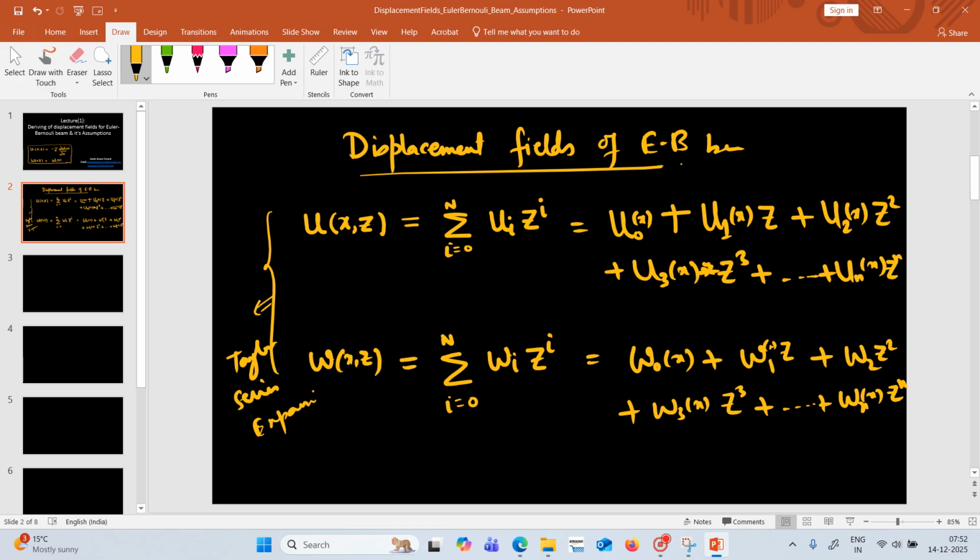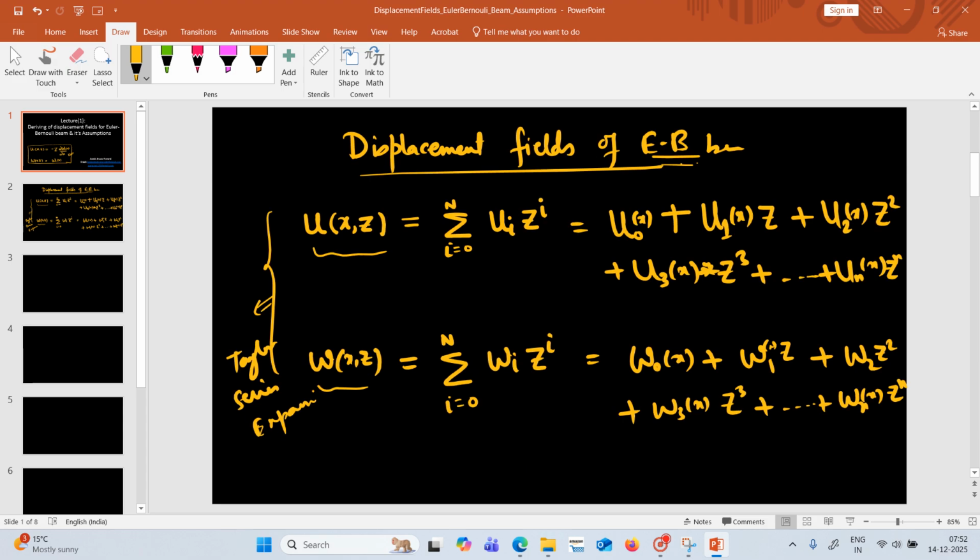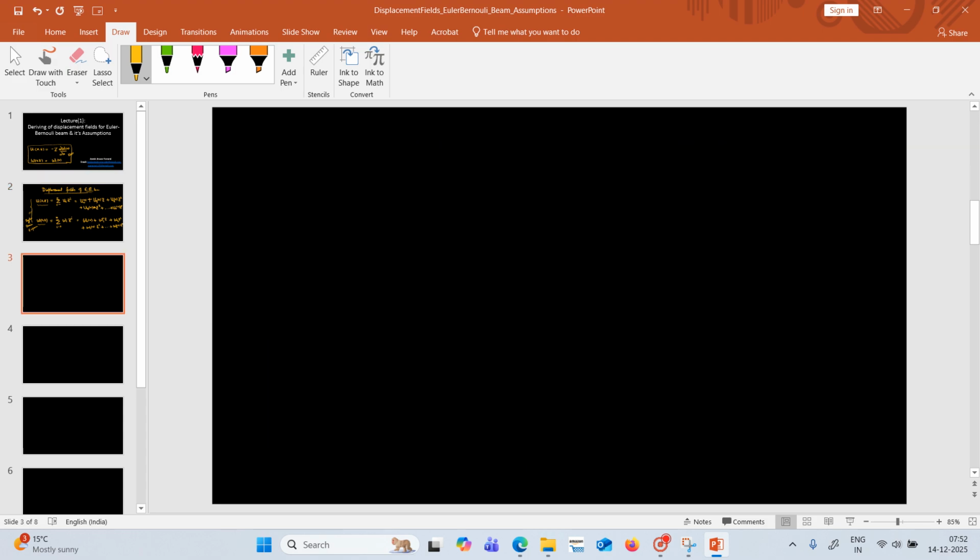But what Euler-Bernoulli states, we will see in the assumptions, and then we will see how this displacement field gets reduced, and finally we will get the displacement fields. So why are the assumptions applied for the Euler-Bernoulli beam? So, assumptions for the Euler-Bernoulli beam.